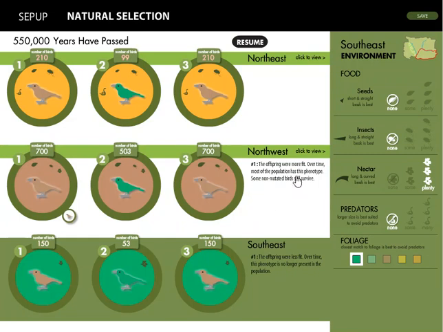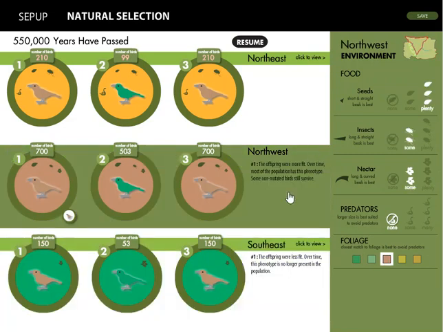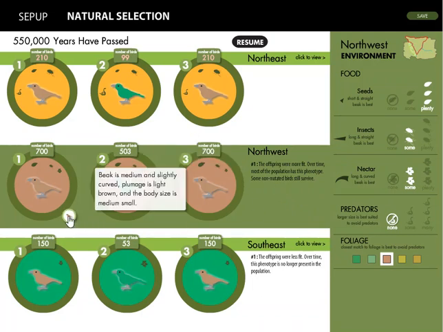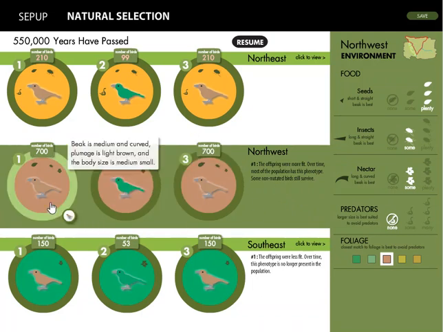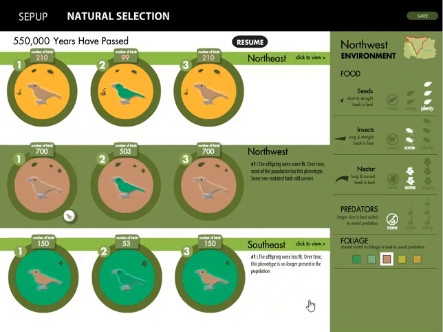So in fact, in the Northwest, the offspring with the mutation were more fit because there are food sources there. Over time, most of the population has changed its phenotype. Some of the non-mutated birds still survive. So the mutation toward a more curved beak shape was more fit. In the Southeast, the mutated offspring were less fit, so it's no longer present in the population.